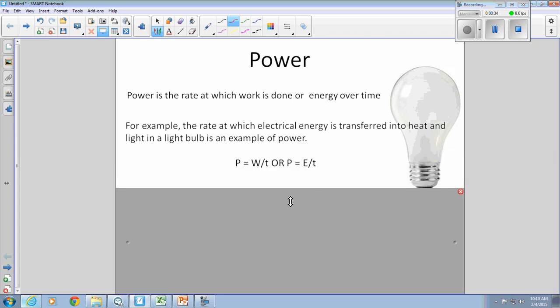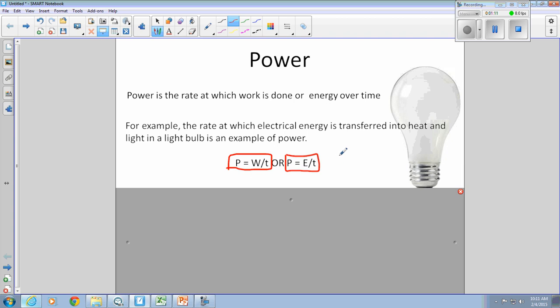And in the formula, it looks like this. Power, capital P, is equal to work over time, or power is equal to energy over time. Both can be used, and the energy is probably going to be specified in the problem, so they might be talking about the kinetic energy over unit time, or potential energy, or electrical energy, whatever energy they're specifically talking about per unit time. That's power.